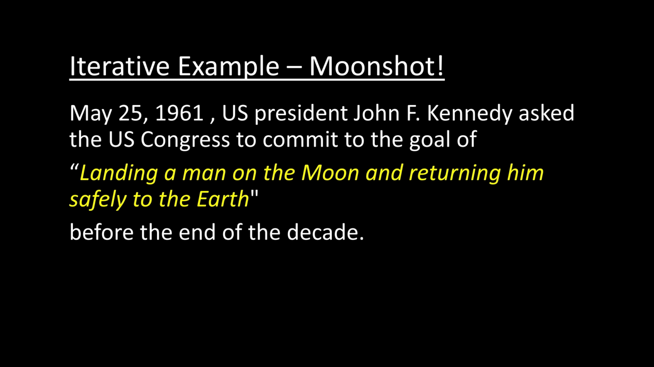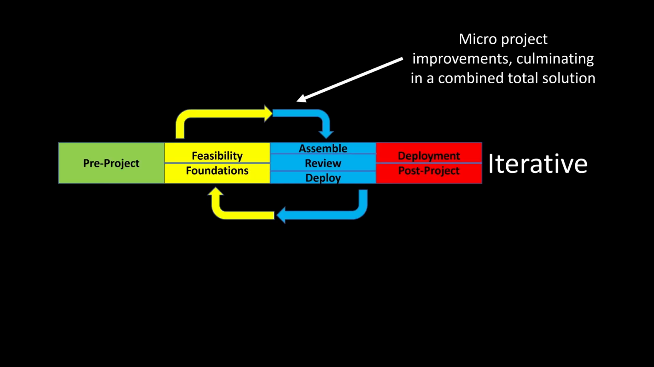So this is a really, really good example of somebody pitching an idea for a project, and they themselves have no idea how this can be achieved, but there's the goal. An iterative life cycle definitely is going to be useful. If we just pop back to this screen here, this feasibility and foundations, there's going to be lots of ideas, lots of scientists, lots of engineers talking about ways it could be achieved, lots of testing.